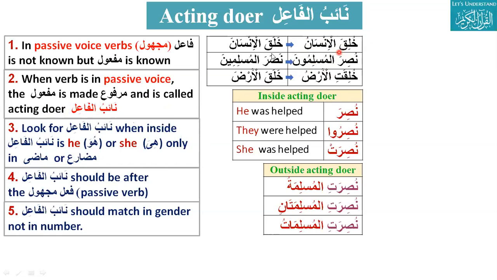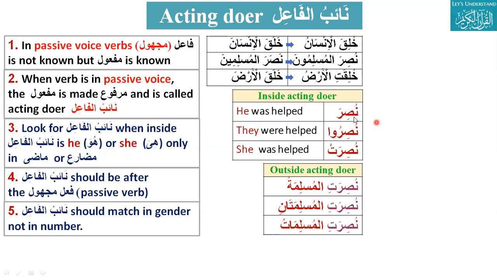Like here, khalaqal insana, this is mansub, here maf'ul. When we make it khuliqa, insana will become insanu, marfu'. So now the acting doer is marfu' and it is insanu. Khuliqal insanu. So when we look for the na'ibul fa'il, we always look where the inside doer could be he or she, and it could be in the madi or mudari verb, both.